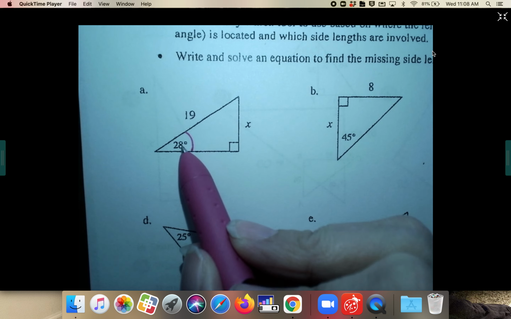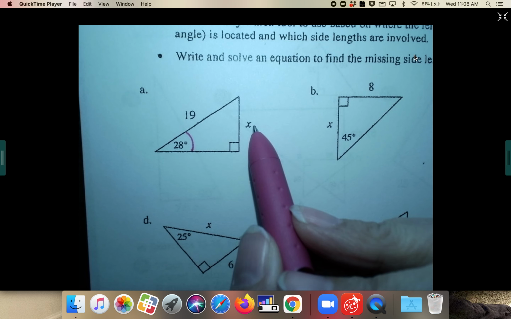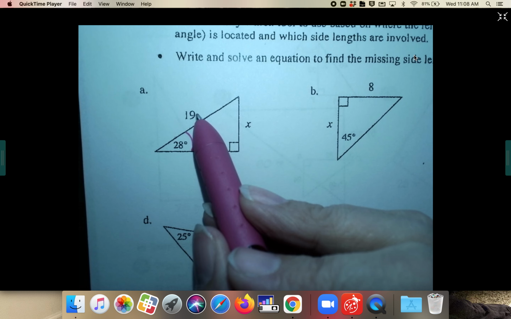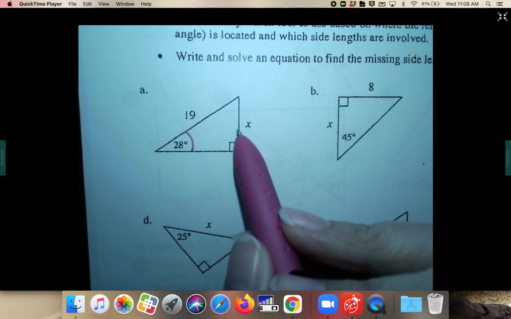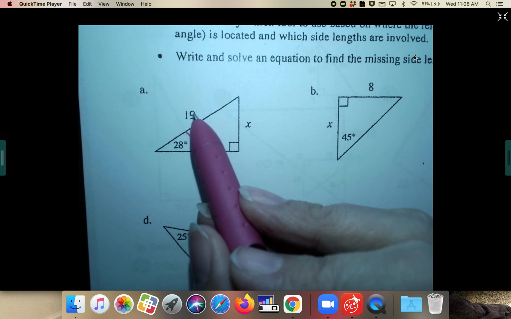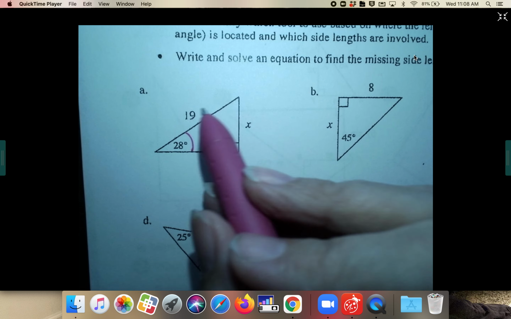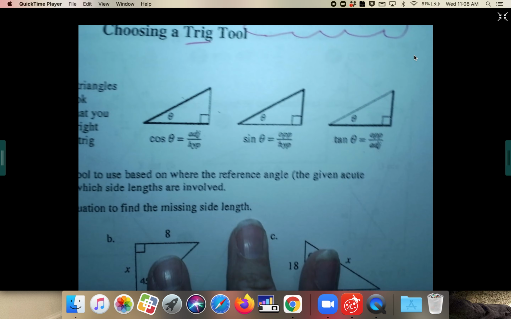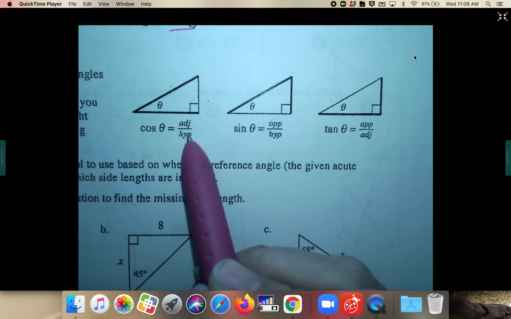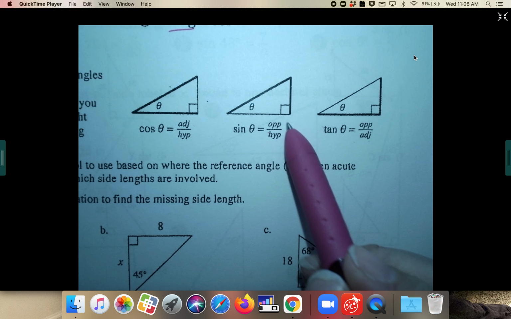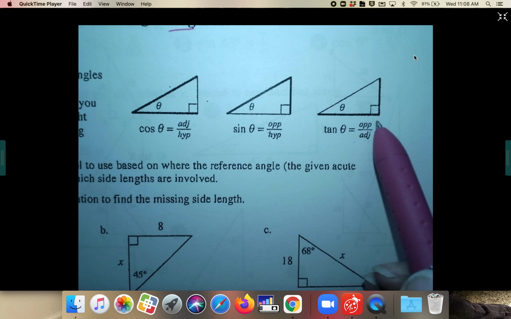So what we have here is a 28 degree angle, and we have an opposite, because that's x, and we have a hypotenuse. So I'm going to look at my ratios and see what I can use with opposite and hypotenuse. Sine, opposite and hypotenuse, yes. Cosine, no. Tangent, no.